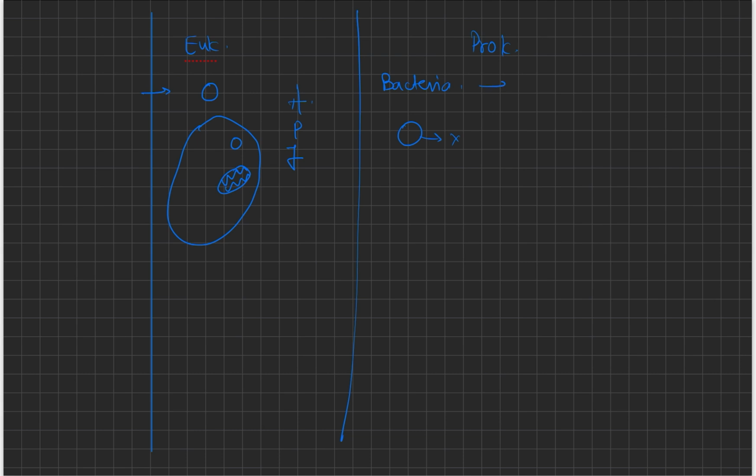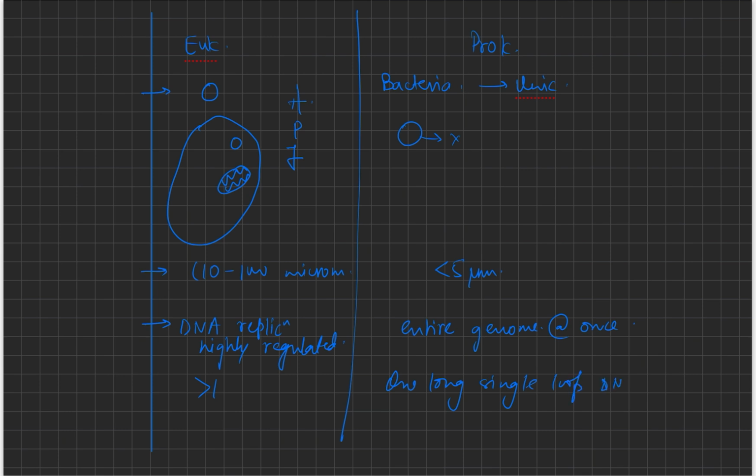It is mostly unicellular. Cell size of eukaryotes varies from 10 to 100 micrometers, and in prokaryotes it is mostly less than 5 micrometers. DNA replication of eukaryotes is highly regulated. The entire genome replicates at once. Generally more than one chromosome. In prokaryotes it is one long single loop of DNA with plasmids.